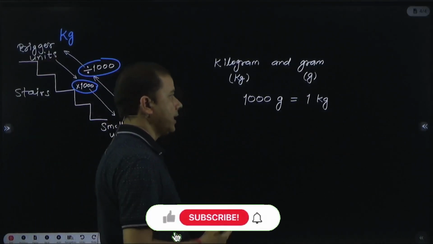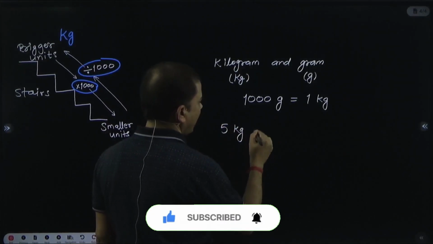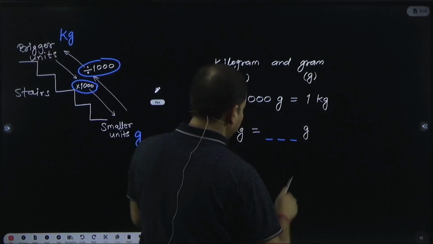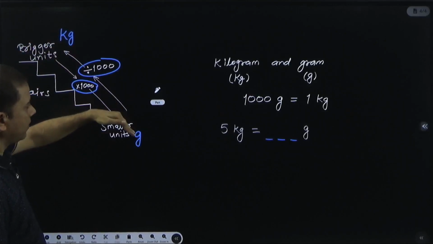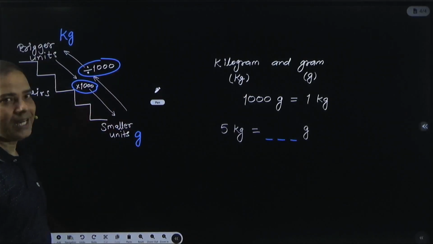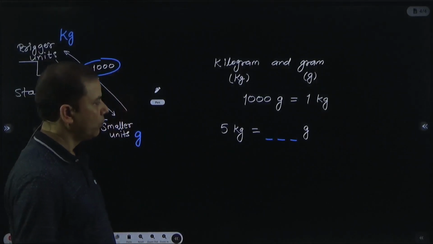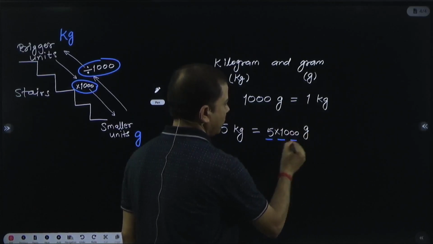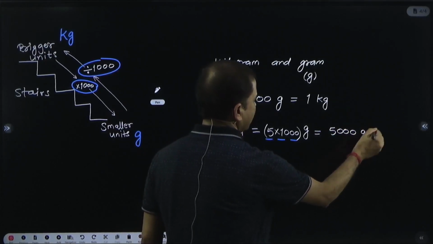Well, take an example. So 5 kilogram, and we want to change it into gram. How to? Kilogram to gram, bigger to smaller, we have to multiply with 1000. We already have number 5 here. We will multiply with 1000. 5 multiplied with 1000. How much is it? 5000 grams.